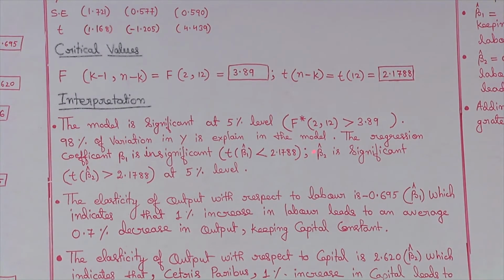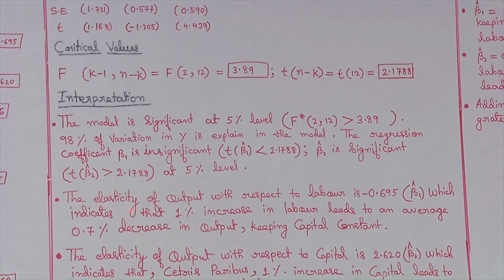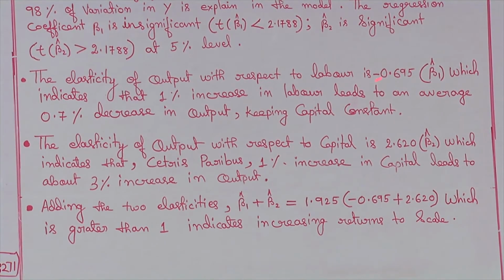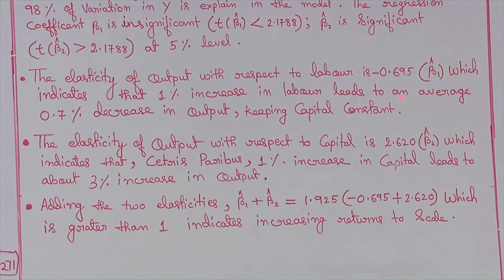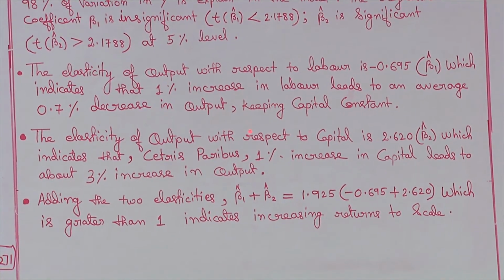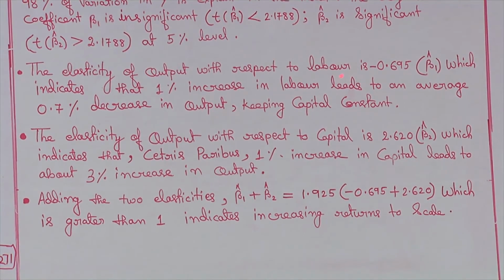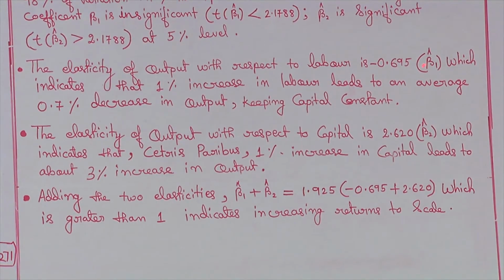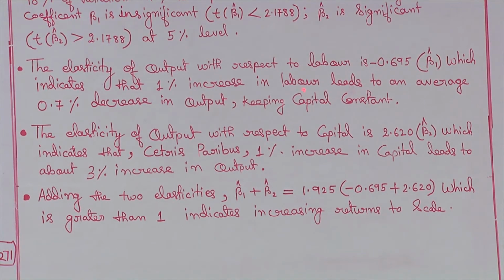So, we may say that beta 1 is insignificant and beta 2 head is significant at 5% level, and we come to the elasticity of output with respect to the inputs, that is capital and labor. The elasticity of output with respect to labor is minus 0.695, which indicates that a 1% increase in labor leads to an average 0.7% decrease in output, keeping capital constant. Here we say that when labor increases by 1%, the output decreases about 0.7% because beta 1 head is negative. Therefore, an increase in labor may lead to a decrease in output.